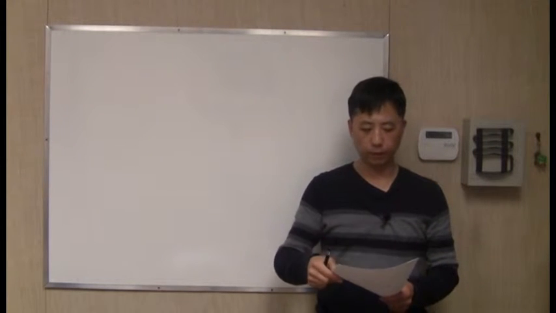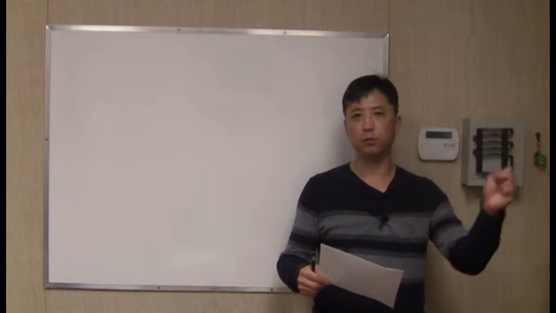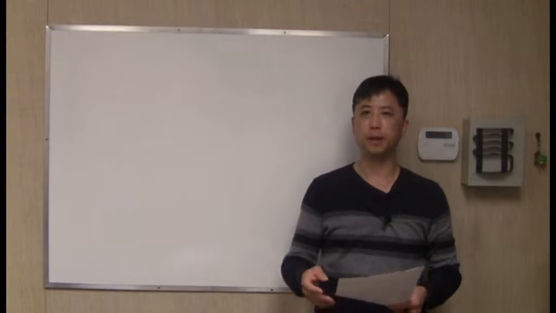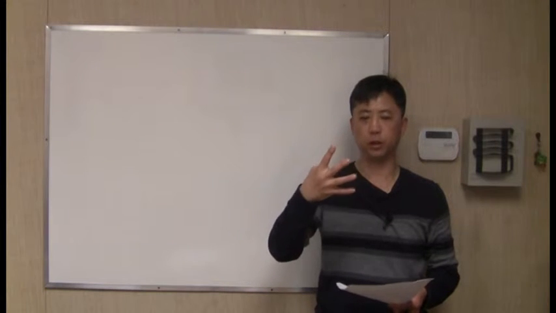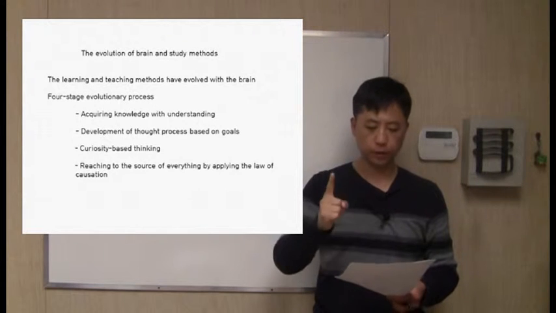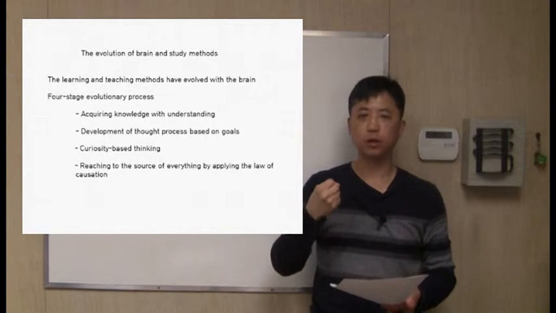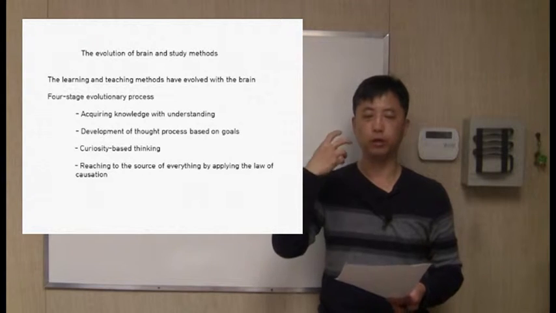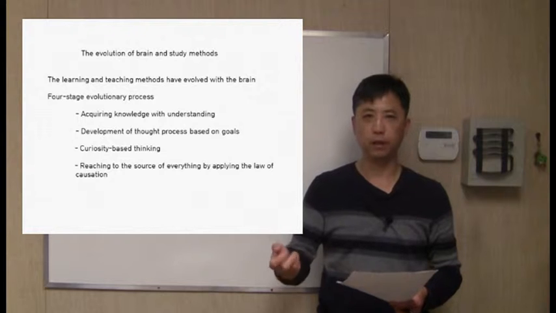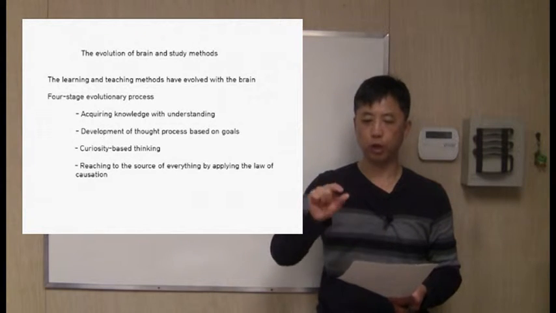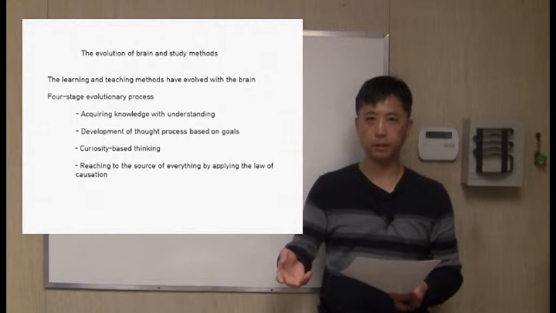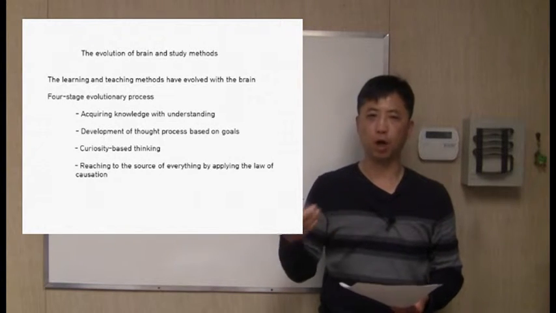To begin with, if you watched the first lecture, you probably remember that there are 4 different brain functions in learning in terms of education. The first one is getting knowledge with understanding, and the second one is goal-oriented learning. This is the actual thought process that you can use. The third one is curiosity-based, and the fourth one is the one that I'm talking about.